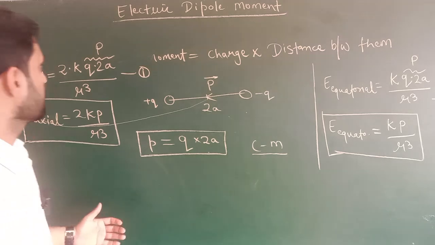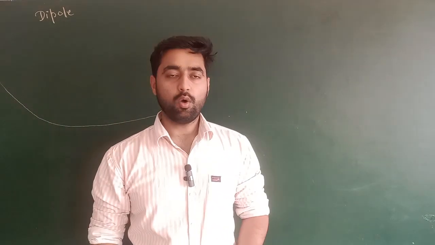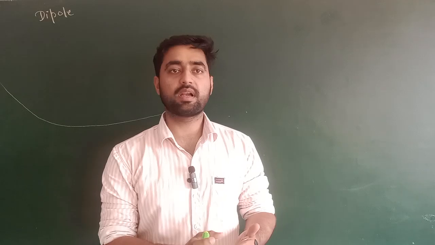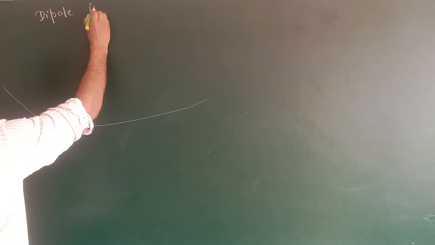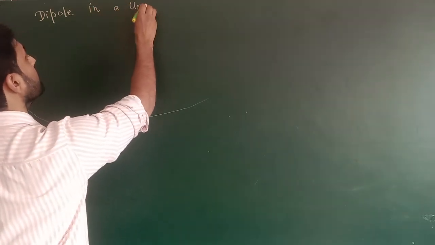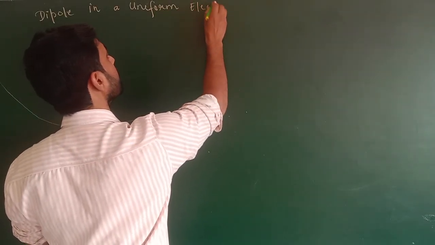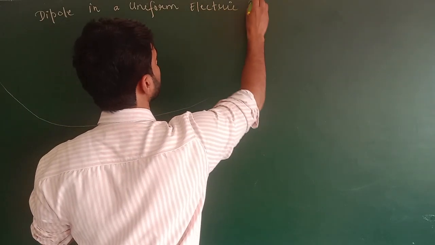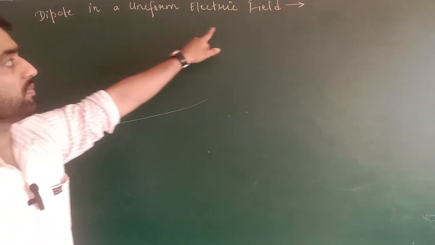Now let's discuss the next topic. The next topic that we are going to discuss is what will happen if we keep a dipole in a uniform electric field. Dipole in a uniform electric field.